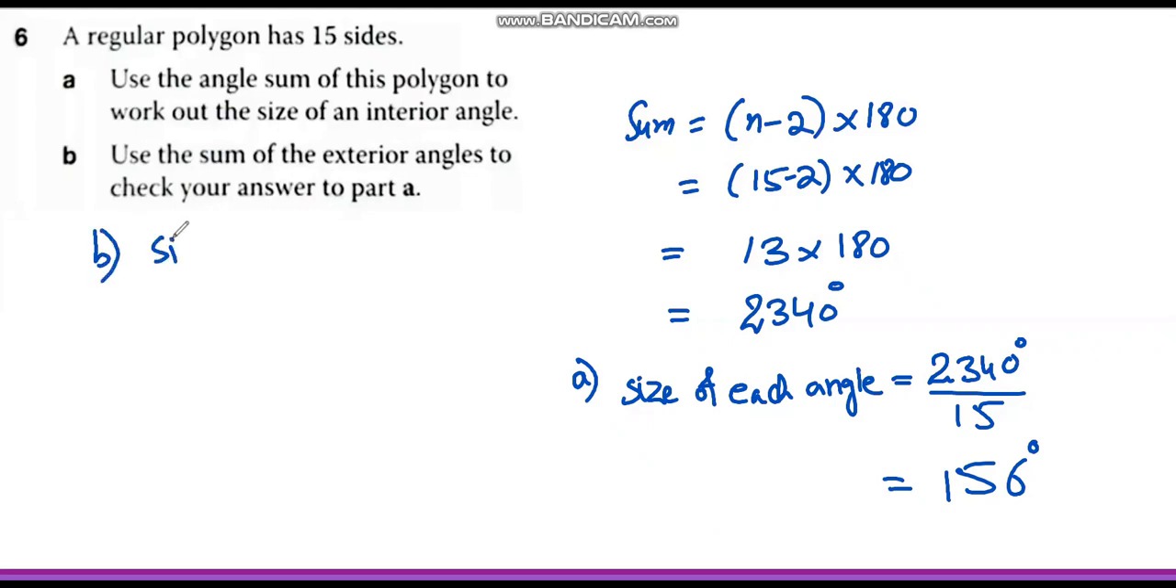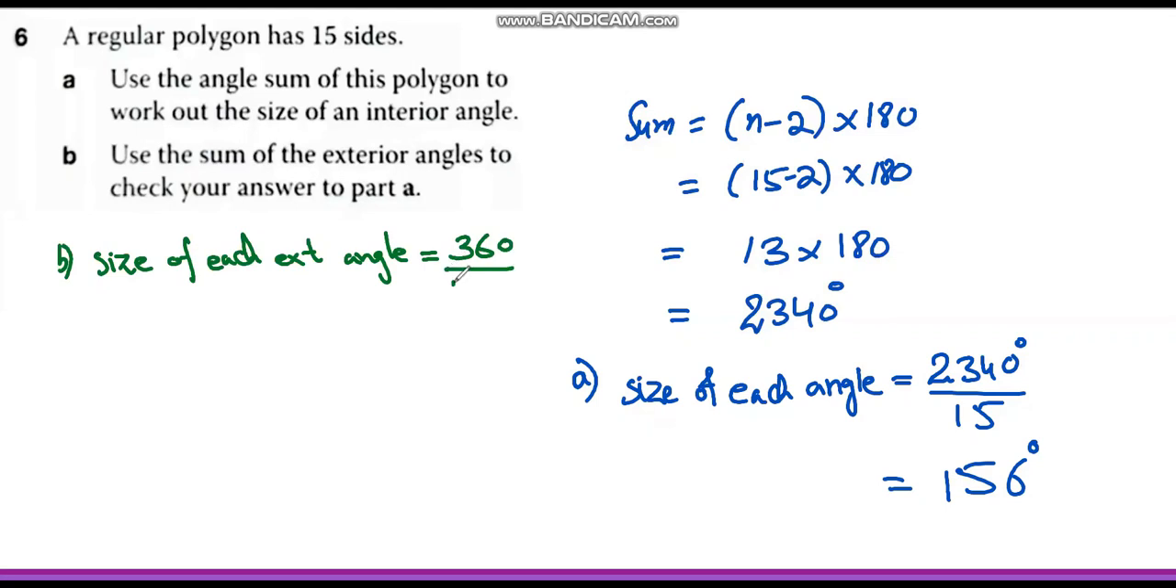So the size of each exterior angle will be equal to 360 divided by 15, because the sum of all exterior angles should be 360 degrees. And if there are 15 equal angles, we can divide 360 by 15 to get the size of each exterior angle. So it should be 24 degrees.